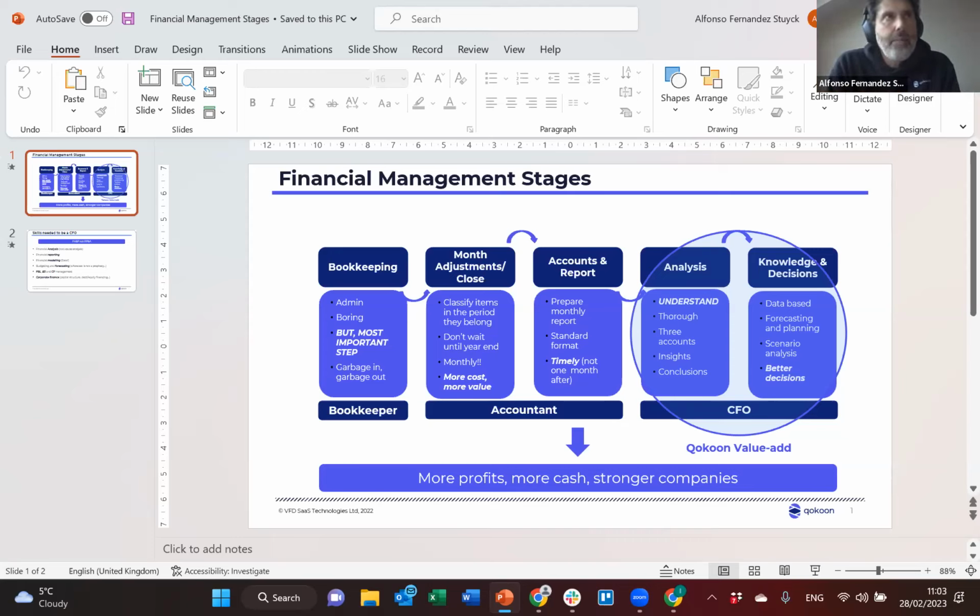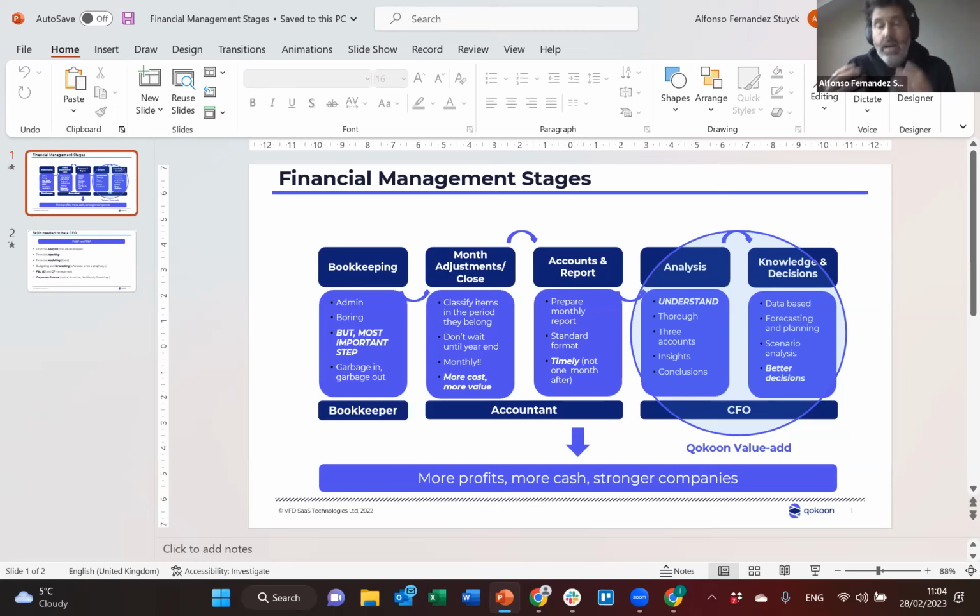Yes, so thank you. Before I start showing the demo, here is a big picture of what Qokoon does. The main two functionalities of Qokoon are, first of all, analysis. We help you to analyze the three accounts very deeply, and reporting. Like I said before, CFOs need to understand, and then they need to explain, which means they need to analyze and they need to generate reports. We do that automatically.